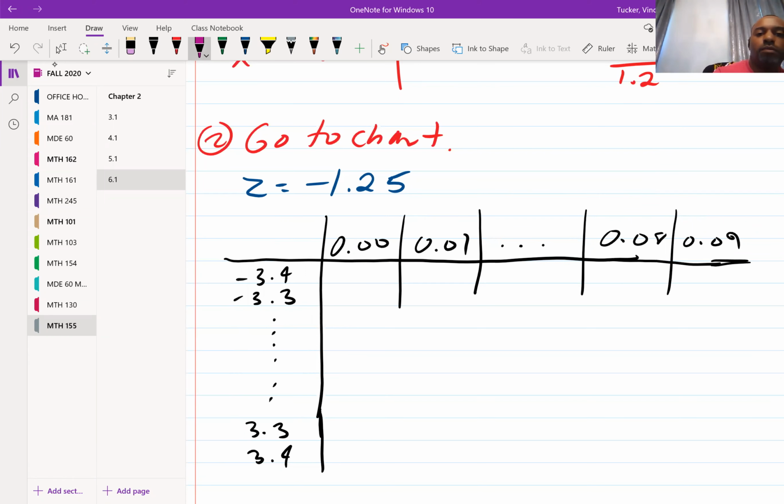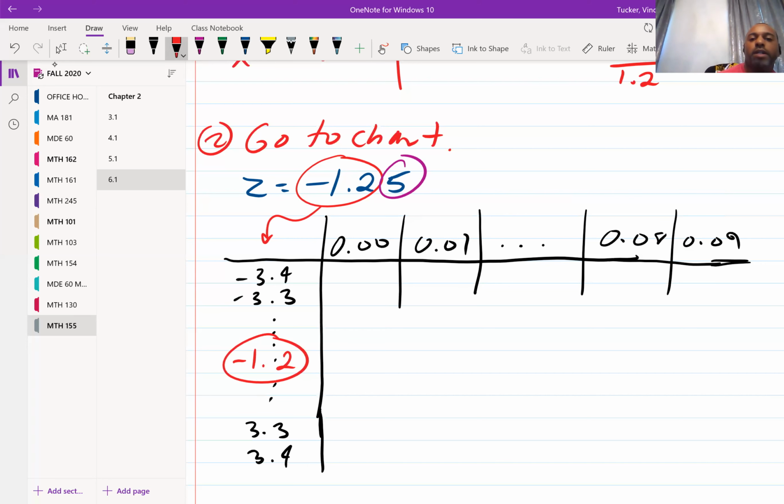Everything up to the farthest right digit is on the left, and then we have the farthest right digit. So this negative 1.2, I'm going to look for over here, and then I'm going to look for the 0.05 up here. And where they meet is what my answer would be.